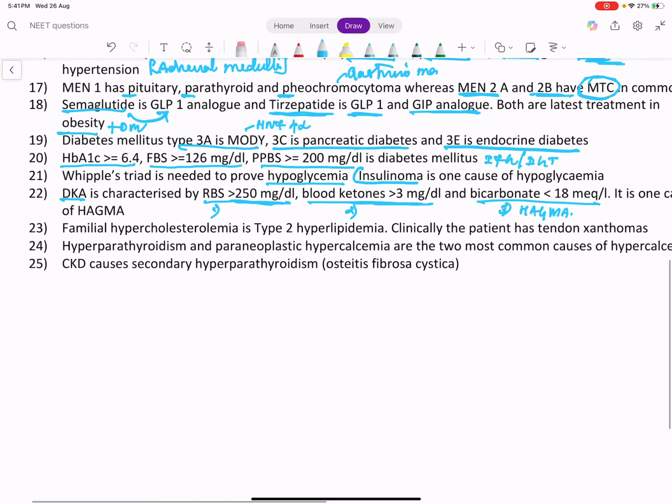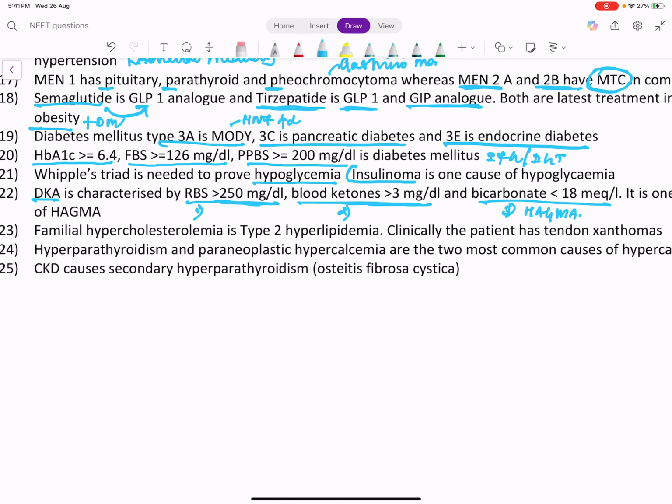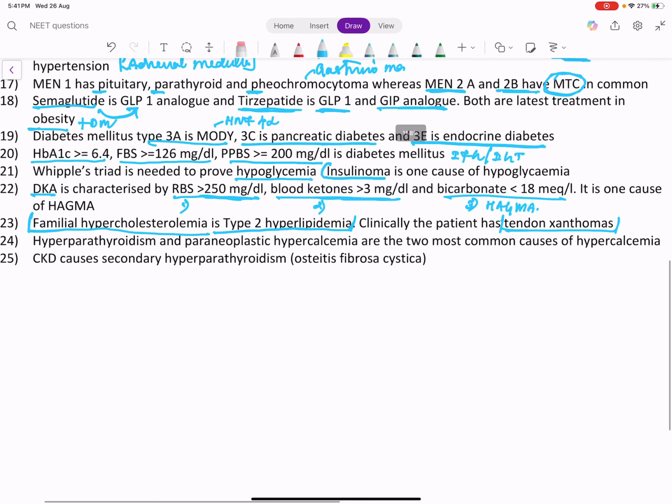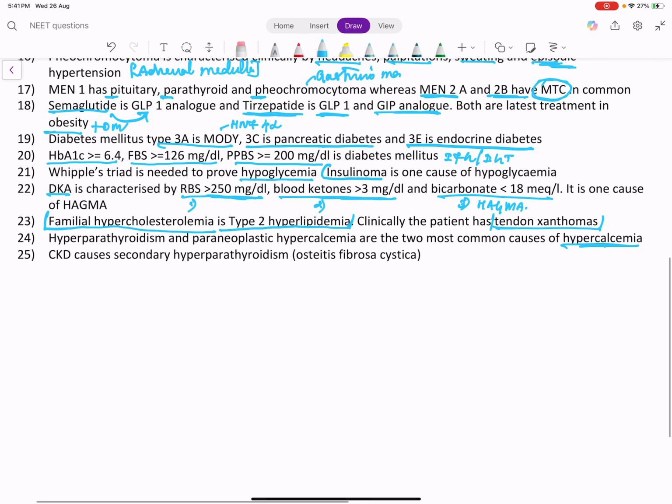Coming to dyslipidemia, we have many types. Type 2 hyperlipidemia is called as familial hypercholesterolemia. This causes tendon xanthomas. At least you can remember this one. Now hypercalcemia, that is about calcium balance. The important point to remember is hyperparathyroidism and paraneoplastic hypercalcemia. These are the two most common causes of hypercalcemia.